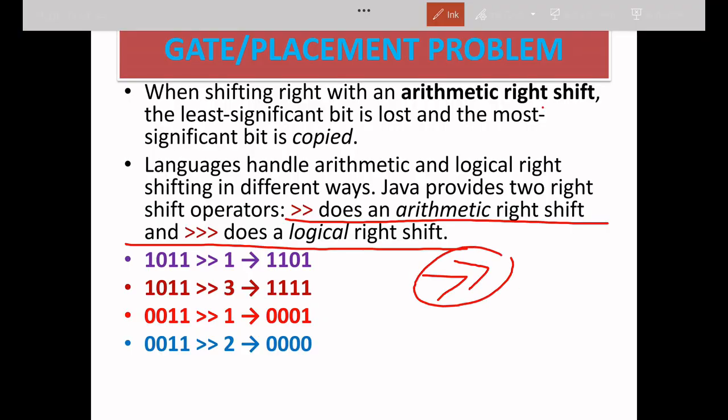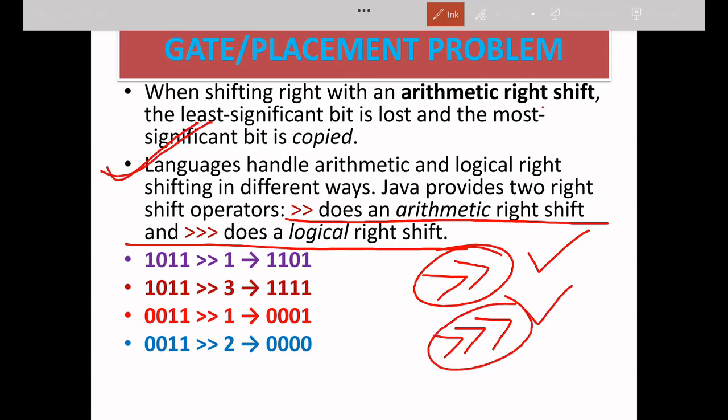For exam, what is the meaning of this? This is the arithmetic right shift, and this is the logical right shift. So this question came in your placement multiple times. You have to remember how this is working. There is a big difference between the arithmetic right shift and logical right shift. You have to remember how it is working.